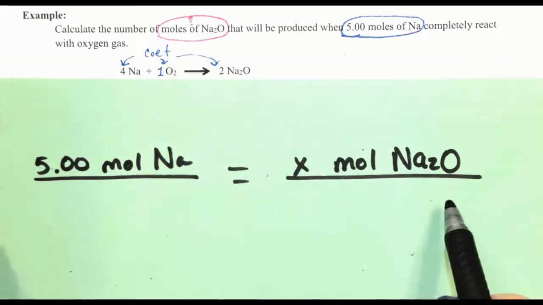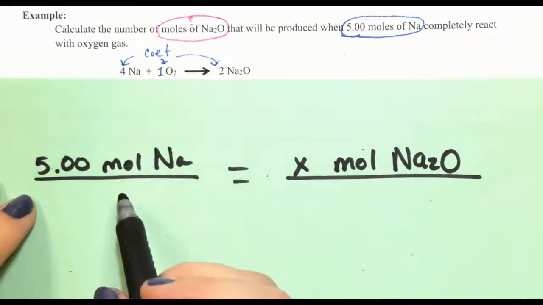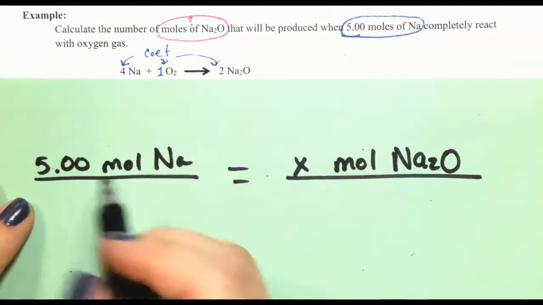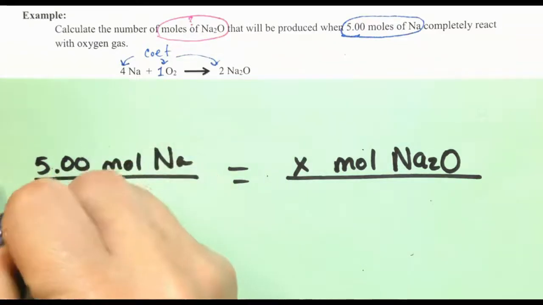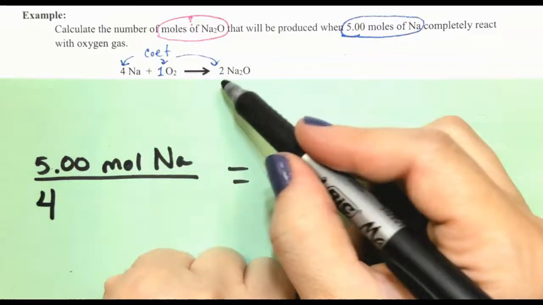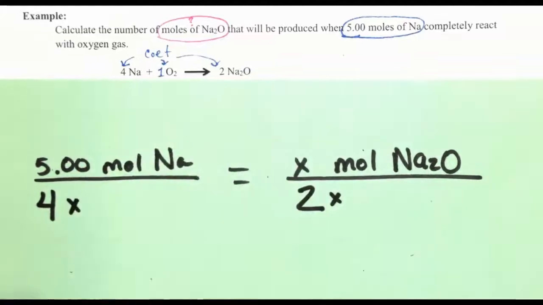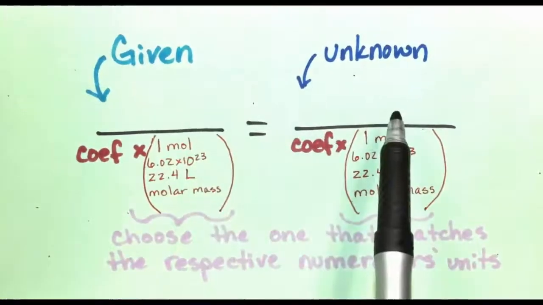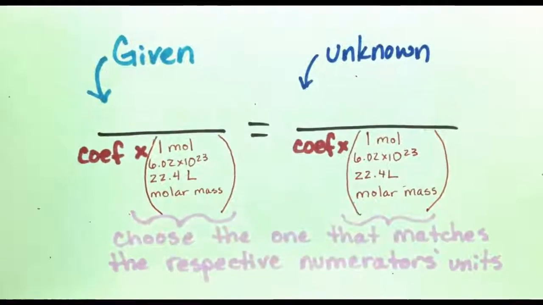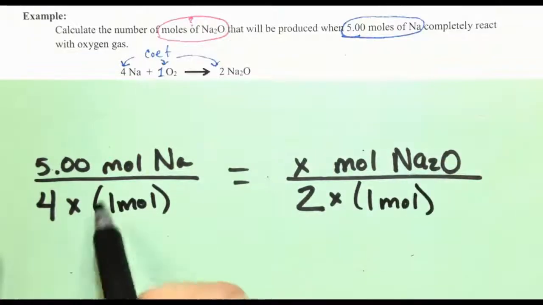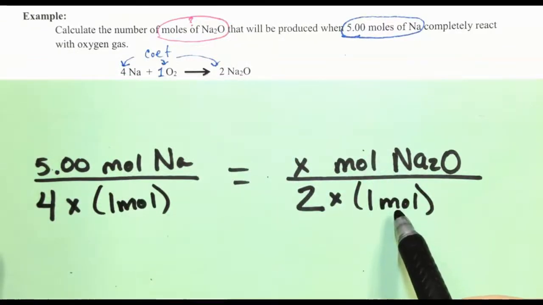Now we're going to set up the bottom, and remember that whatever unit you have on top is going to have to match the unit at the bottom. So first, let's put our coefficient. Sodium has a coefficient of 4, and sodium oxide has a coefficient of 2, times. Since we have moles in the numerators, we want to choose 1 mole to be in the parentheses. And that's going to be for both of them, because that's mole, so we'll put 1 mole here, and because that says mole, we're going to put 1 mole here.